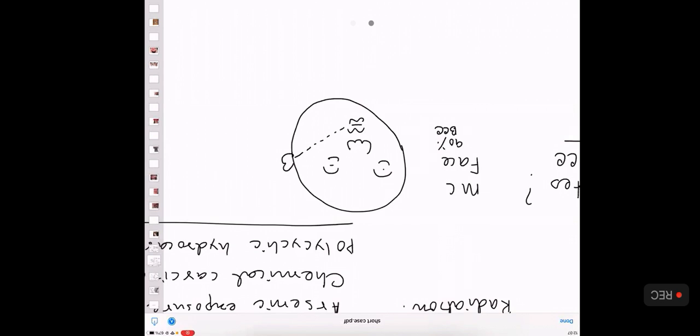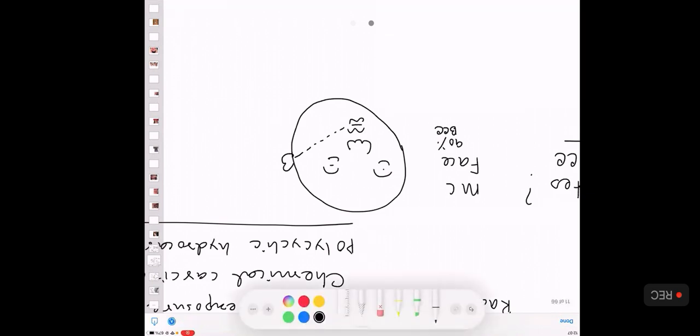So I hope you have written this, and in this area again an MCQ is asked: which part of the face is most commonly responsible? Look at the picture, sir, the inner canthus is responsible for the majority of basal cell cancer. This is also called a tear cancer. Some people call it teardrop cancer.